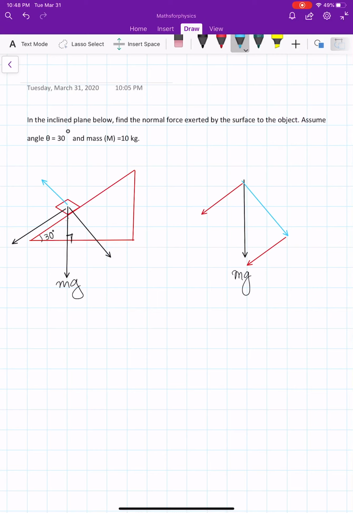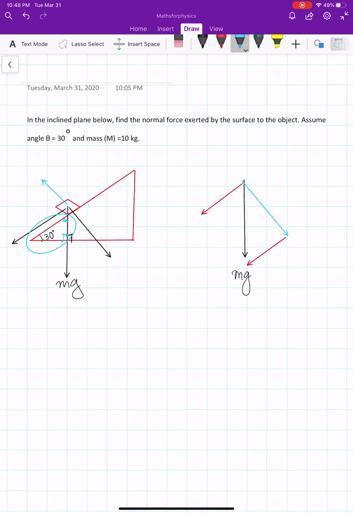As you can observe, this object is not moving, right? So the net force on this object should be 0, but before that let's break the force mg into components, right? How do you break that into components? You can observe in this small triangle here, this thing is 90 degrees, this is 30 degrees, so how much should this angle be?